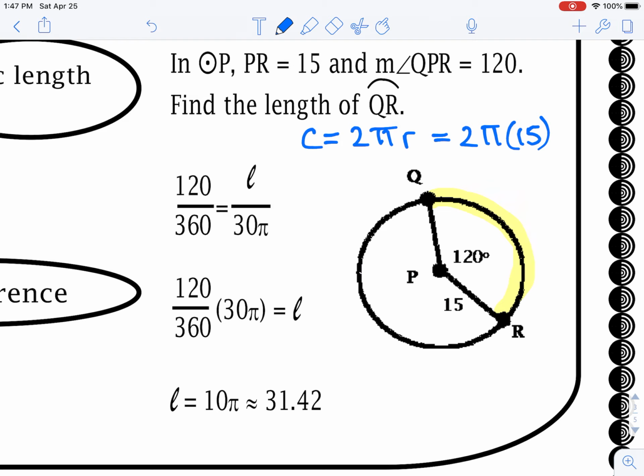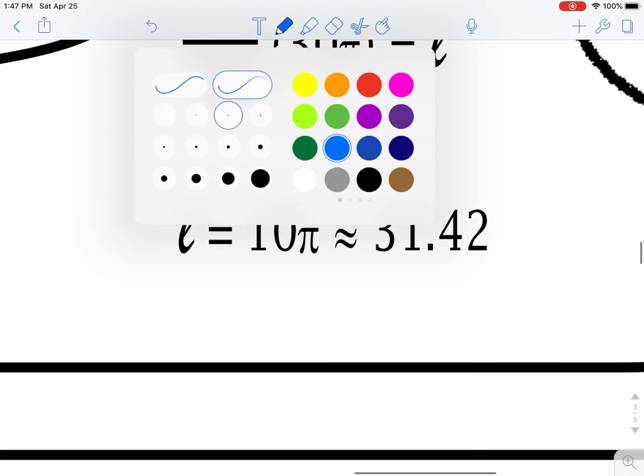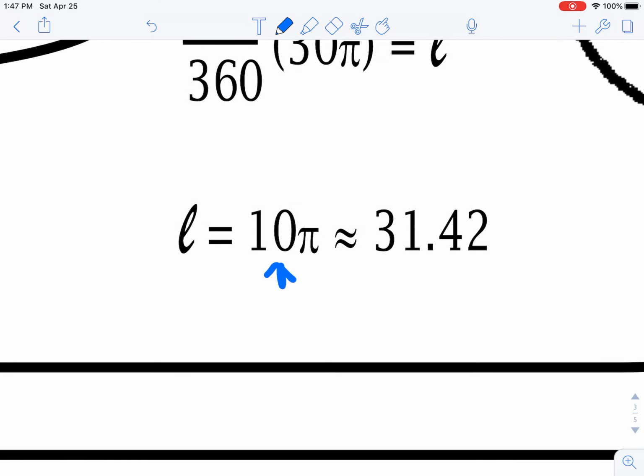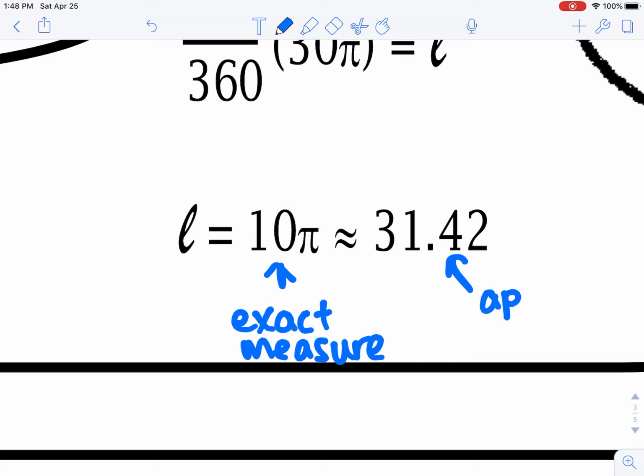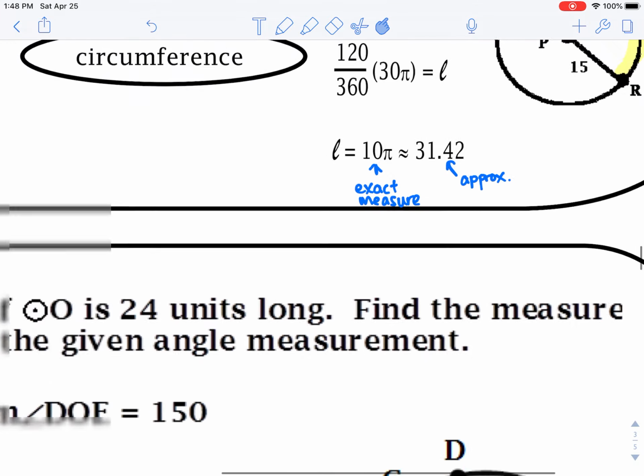Solving the proportion, you would multiply both sides by 30 pi, so that you get L equals 10 pi, or approximately 31.42. Remember that this is the exact measure and this is the approximate. So let's have a few examples.